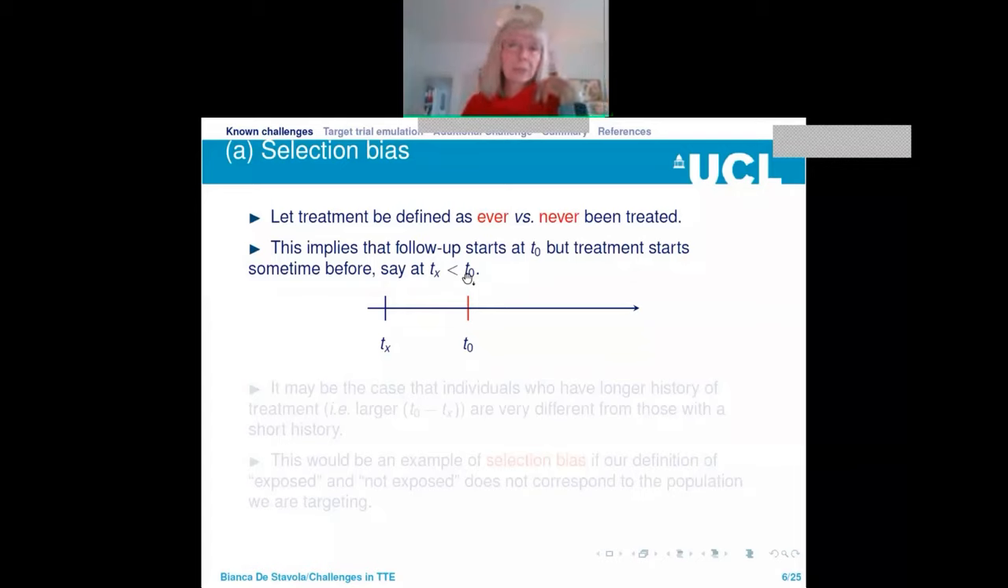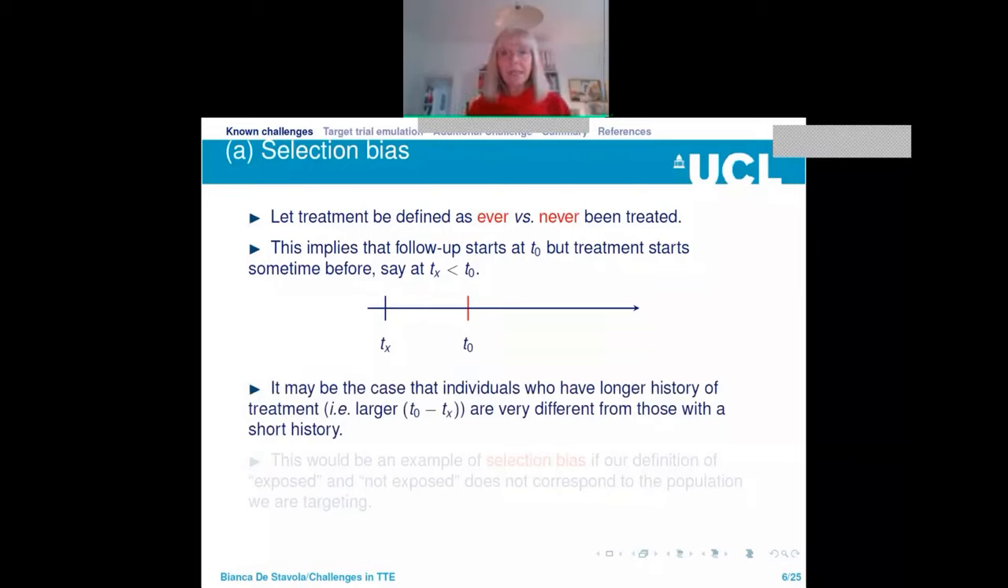If you compare ever versus never users of statin at a particular point in time in your database, you just go through your GP, general practitioner record, and see who is on statin, who isn't, and you then collect other information about their characteristics. Those in the group of ever will be very heterogeneous. Some will have just started, some may have started 10 years ago. And it may be the case that those with a longer exposure history to treatment are quite different from those with a short history.